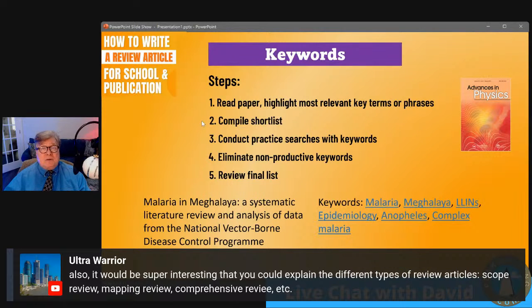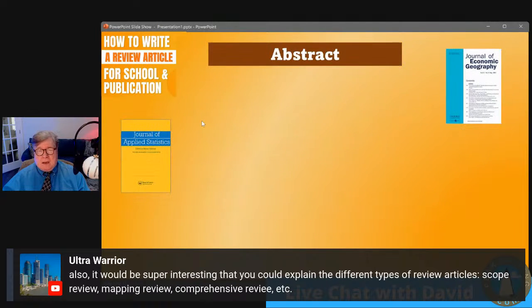Here were the keywords for this article as published in the Malaria Journal. Malaria, the name of the region in India, Meghalaya, LLINs, that's a malaria-specific or data-specific term, I'm sorry. Epidemiology, because this is an epidemiological study. Anopheles, the most prevalent mosquito that carries malaria, and a particular form of malaria called complex malaria. So those were the keywords from throughout this review article that produced the most returns related to this particular topic. And now the abstract.